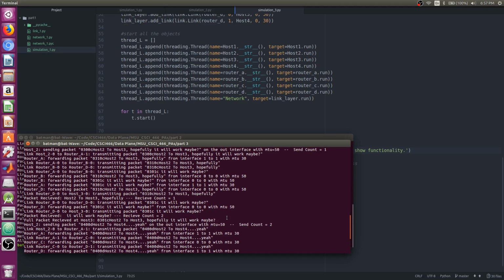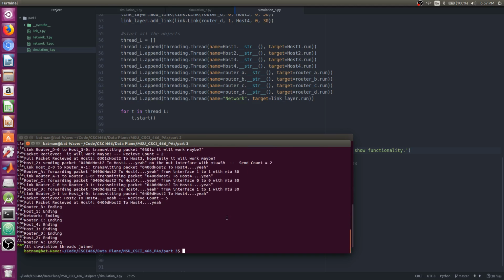Hopefully it will work again, maybe. So yes, the whole thing eventually made it through. So there's the end of the demo with all 3 parts working.